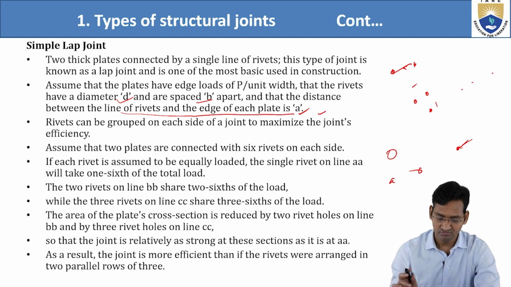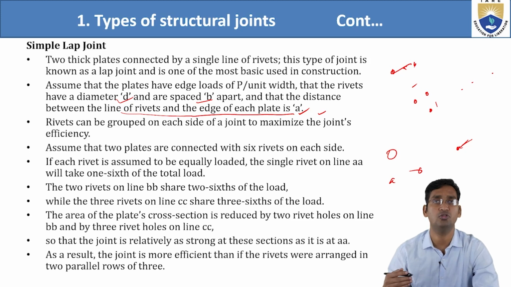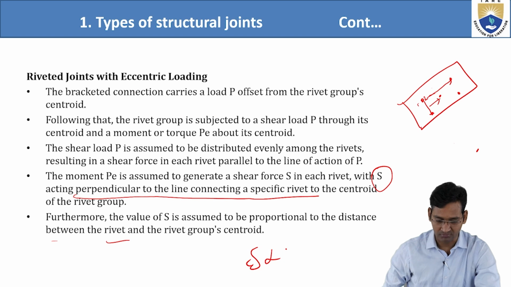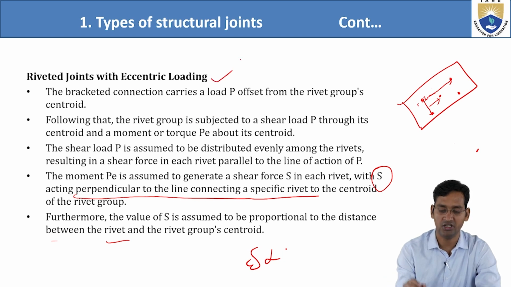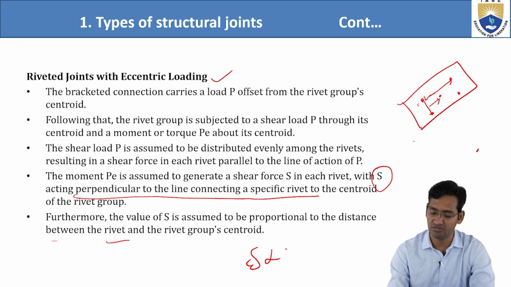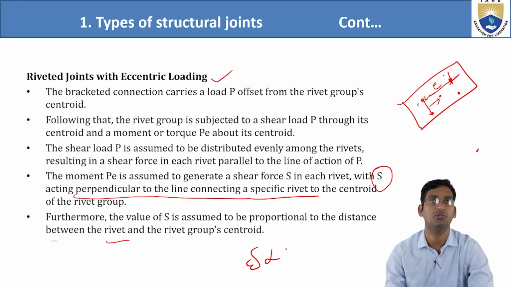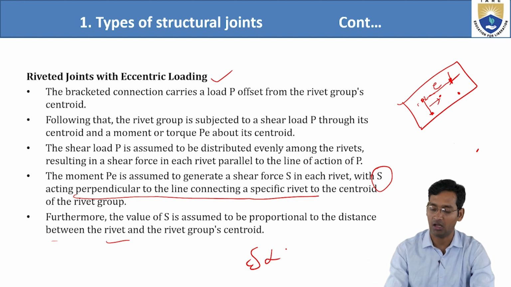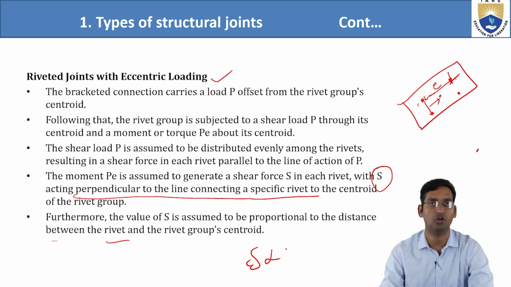By grouping the rivets, we can maximize the efficiency, which I discussed earlier. Next, the riveted joint with eccentric loading means the rivet is somewhere here and the load is acting here, at some distance. That is called the riveted joint with eccentric loading: the load is acting somewhere away from the riveted joint.